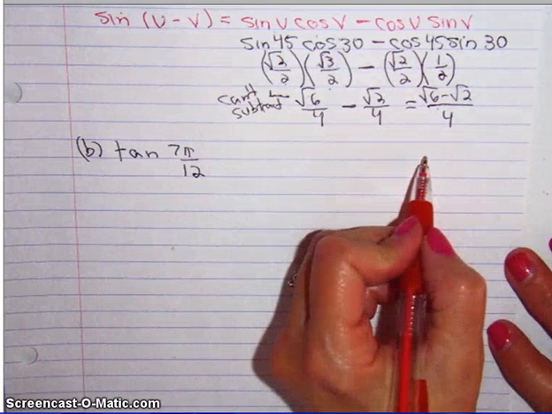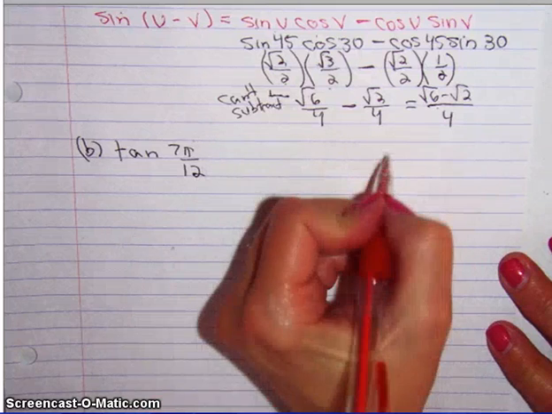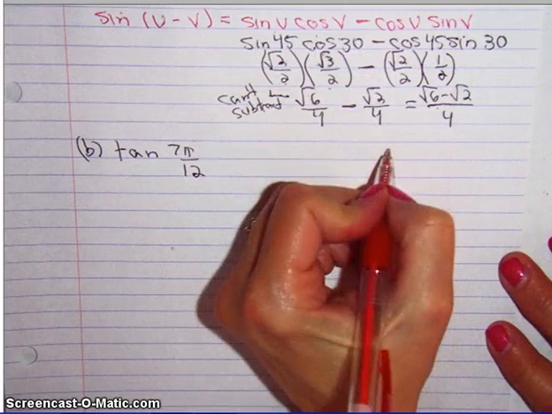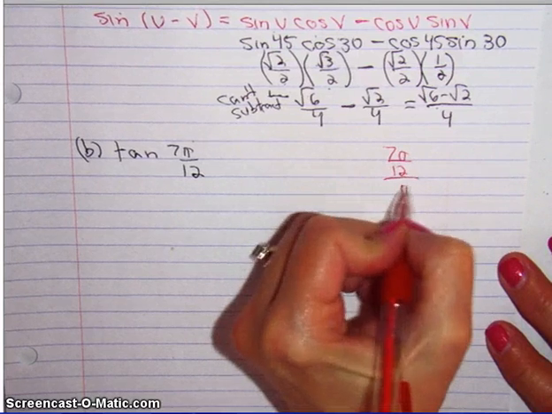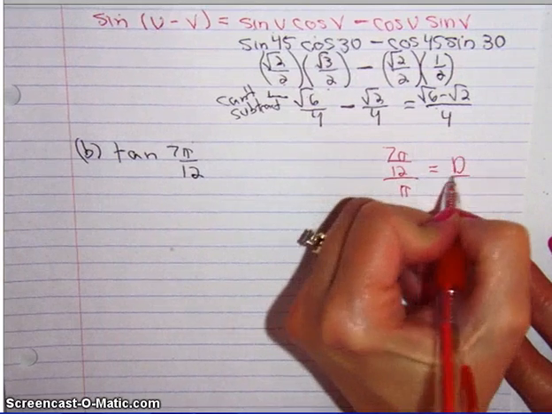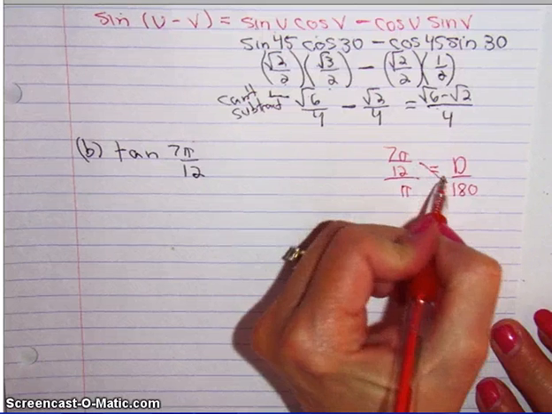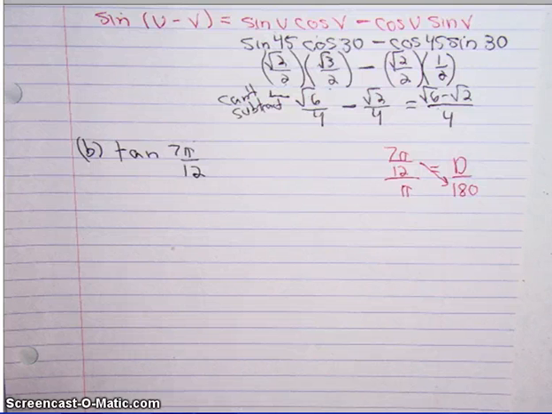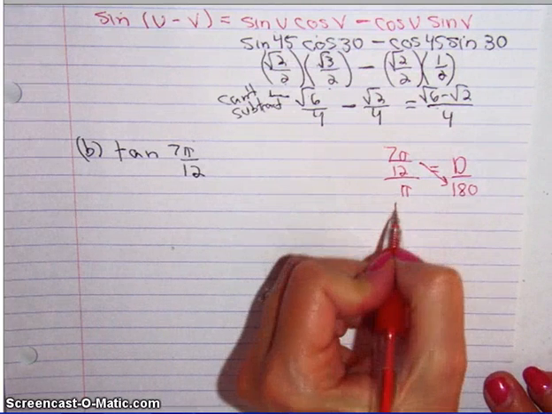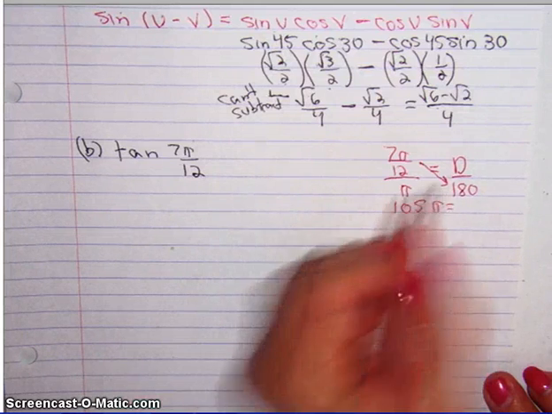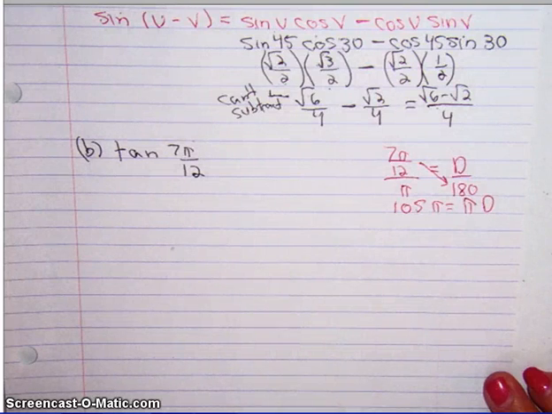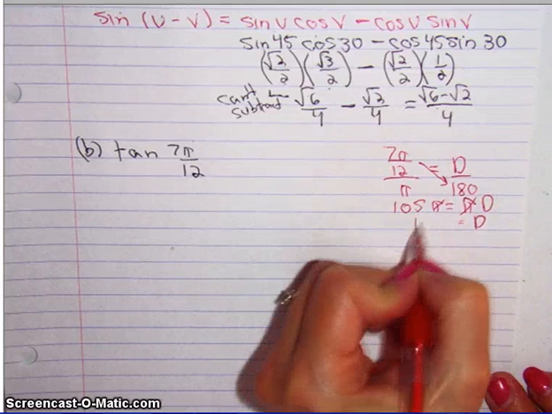So let's go over on the side here and set up our proportion. You guys gave me radians over pi equals degrees over 180. Okay. All right, cross products. And you will be able to have your calculator on the test. What's 7/12 times 180? Somebody's got to punch it for me. 105. Yep, so it's 105 pi equals pi d. Well, what's going to happen to the pi's, guys? They're going to cancel. So degrees is 105.